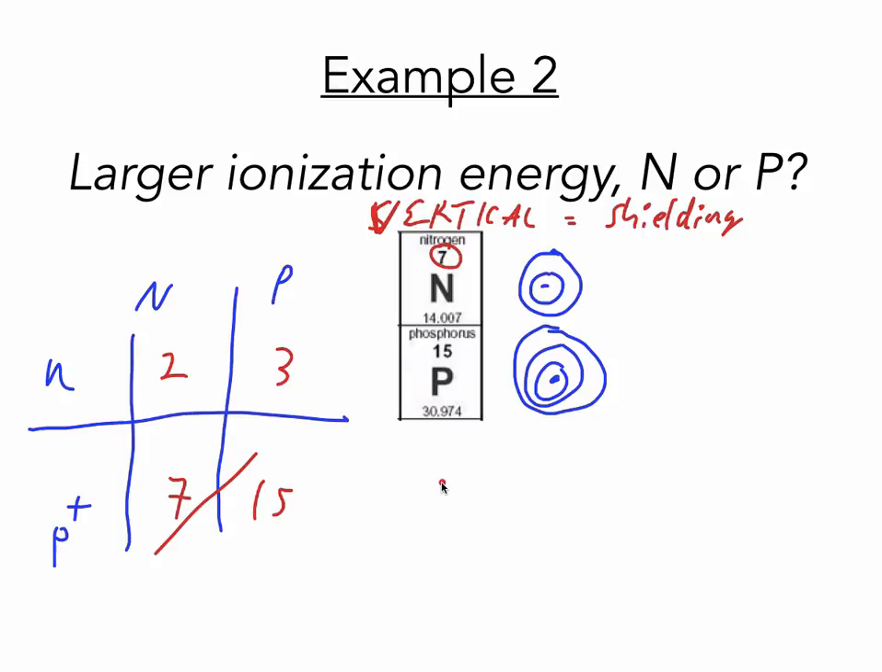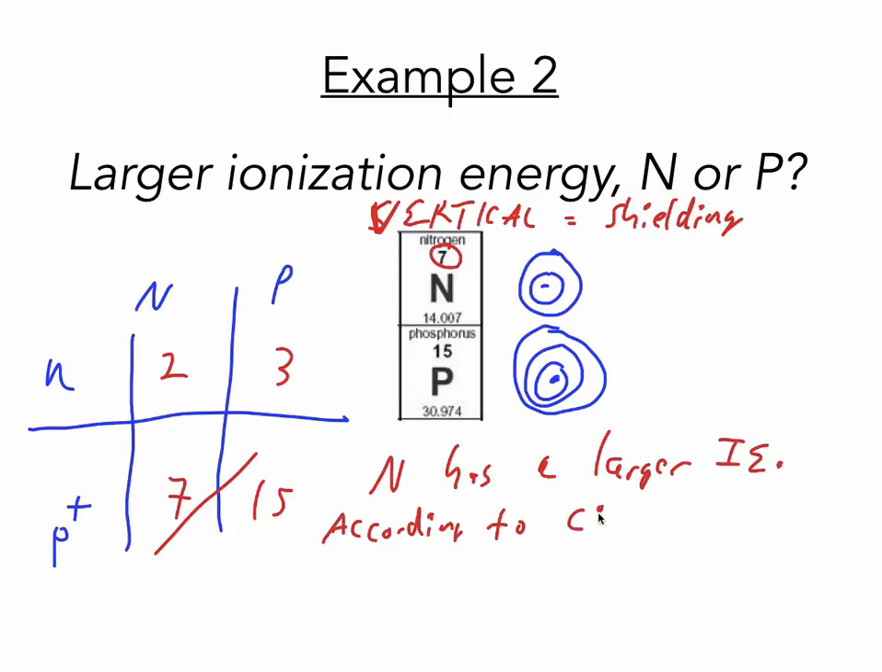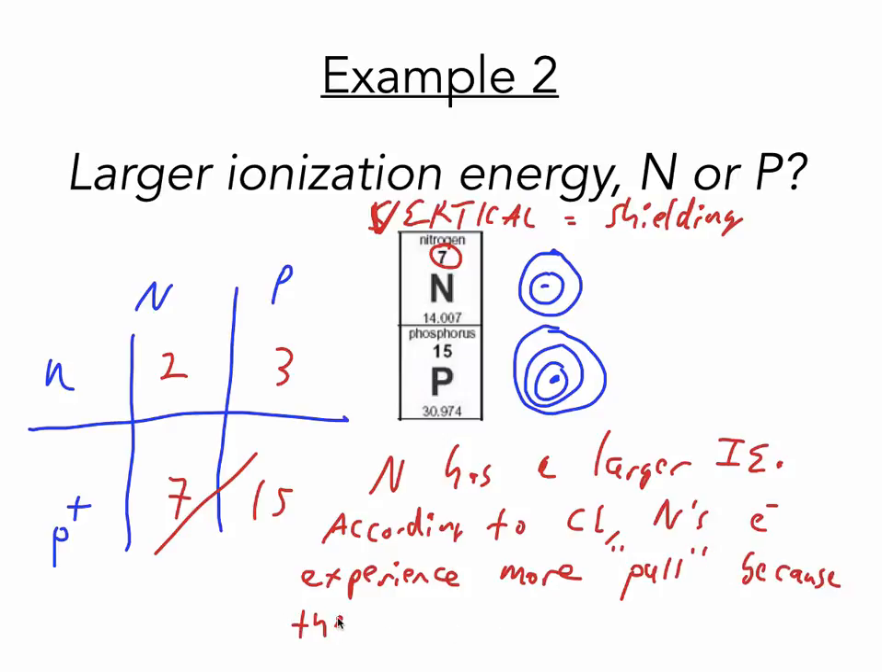So first, declare your answer. Well, let's look at this first. Nitrogen has less shells or less pieces of cardboard in between, so those magnets are harder to remove. So nitrogen has a larger ionization energy. Declare your answer. Now declare the law. According to Coulombs Law, nitrogen's electrons experience more pull because they are less shielded.